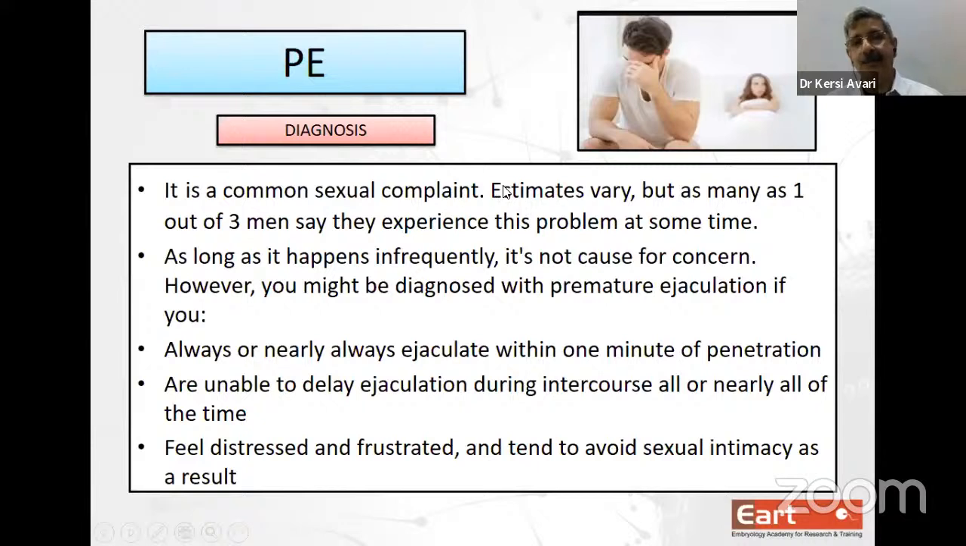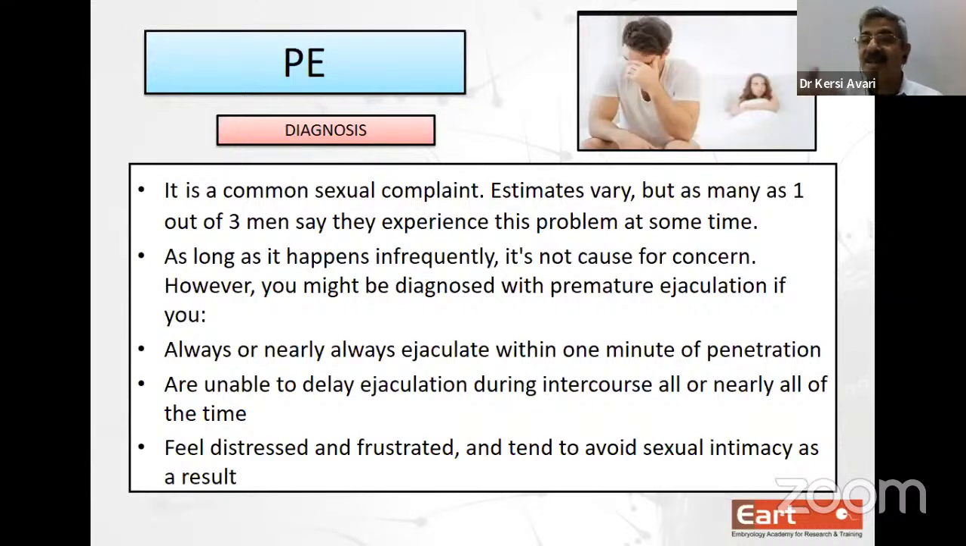It's a common complaint. 1 out of 3 men say that they experience a problem at some time. As long as it happens infrequently, it's not a concern. But when will you take it as a problem? Because when the gentleman complains, sir, before I could even reach a proper excitation phase or the proper penile hardening, I just come across.